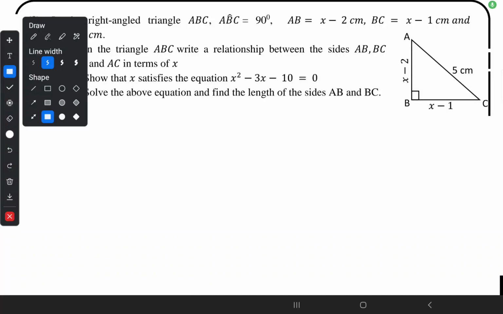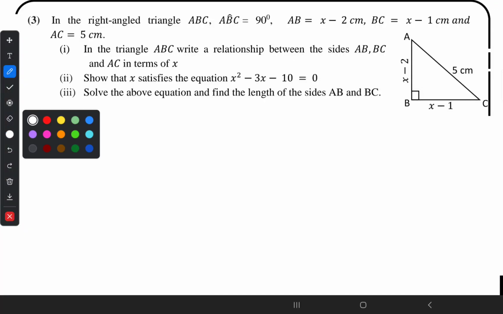Caption about quadratic equations. Okay, let's read the captions first. In right angle triangle ABC, angle B is 90 degrees, AB is x minus 2, BC is x minus 1 and AC is 5 centimeter. In the triangle ABC, write the relationship between sides AB, BC and AC in terms of x.